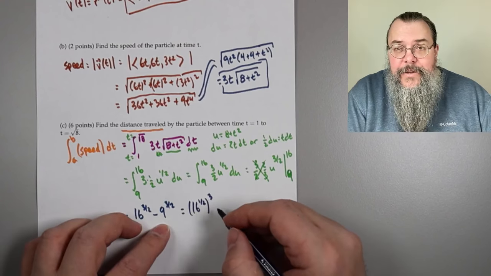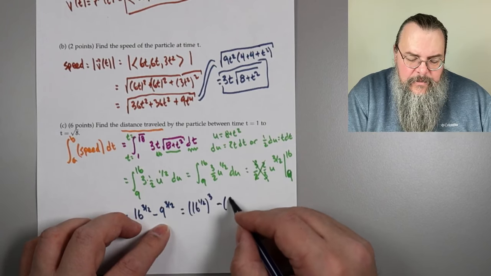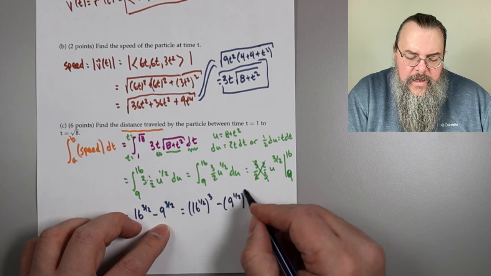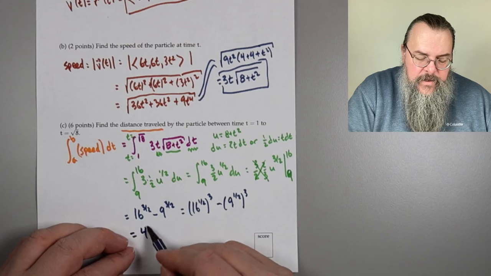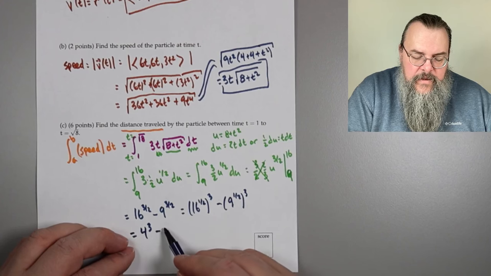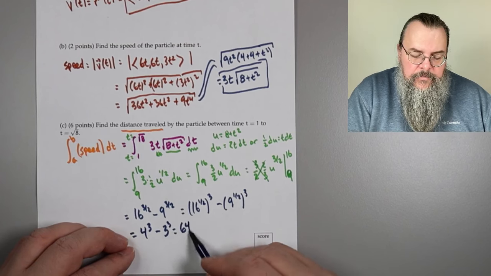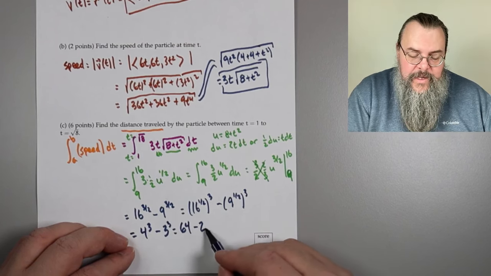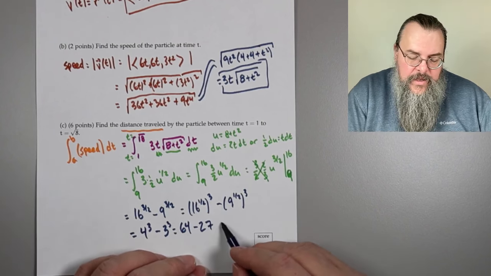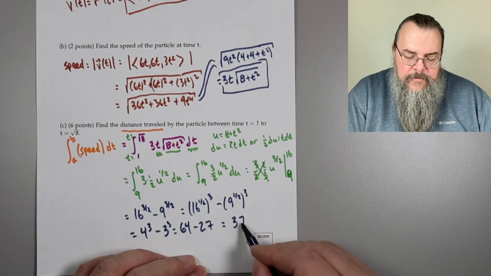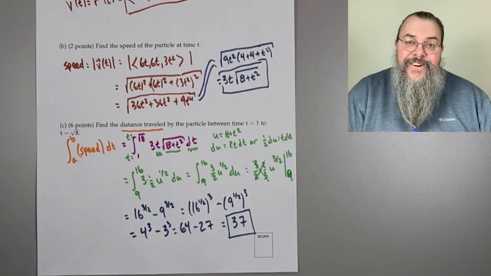Similarly, you could say that 9 cubed is 729, but it's easier to think of, well, start with 9 to the 1/2 and cube that. So 16 to the 1/2, that's 4. So we have 4 cubed. 9 to the 1/2 is 3. So 3 cubed. 4 cubed, 64. 3 cubed, 27. What's 64 subtract 27? Well, it's 37. And there we go. There's our answer.